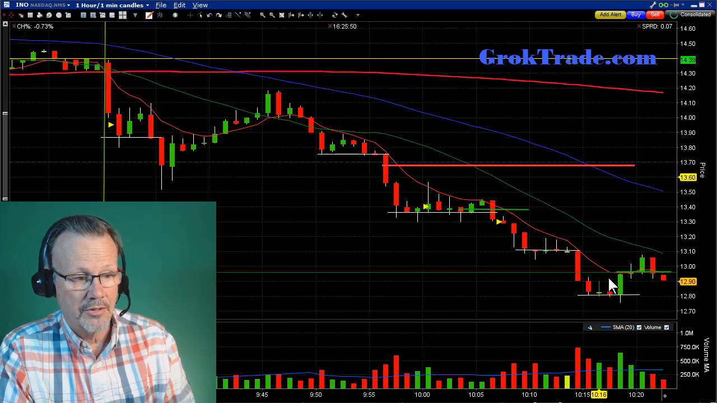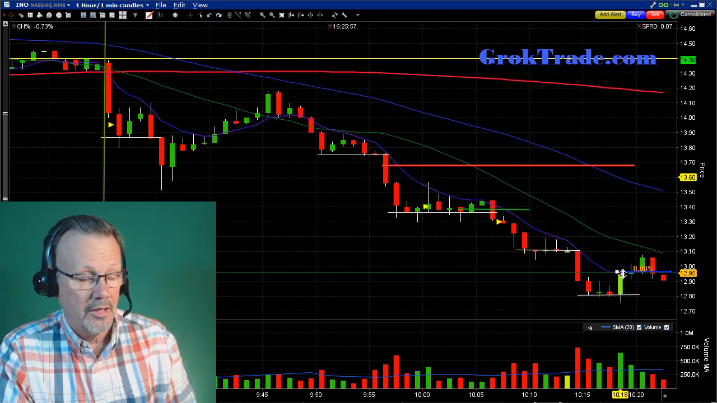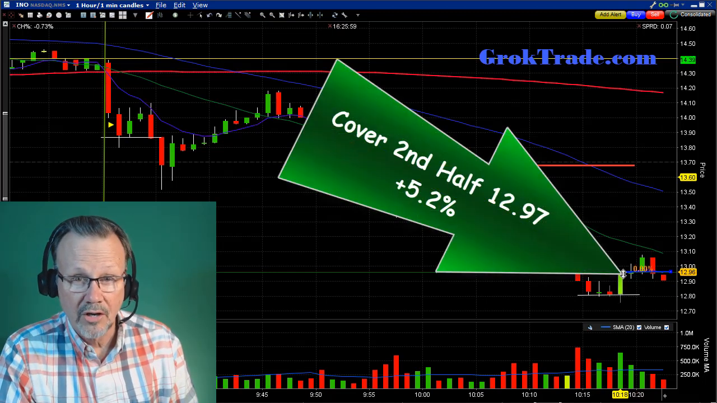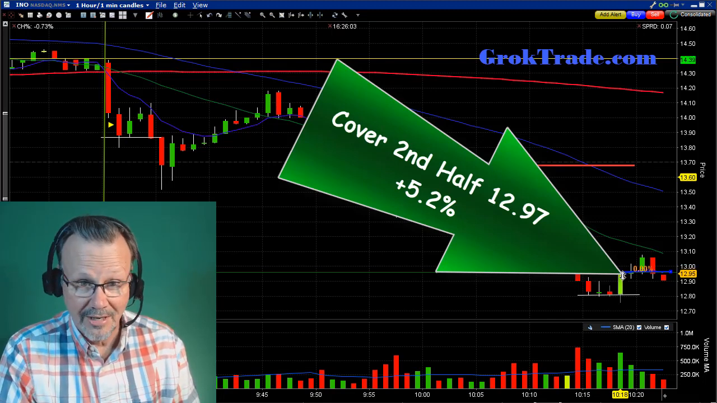and then it started to bounce up here, and right there. See there? It pierced right up above that area, just above $13, and came back down, and it filled me at $12.97 for 5.2% on the second half.